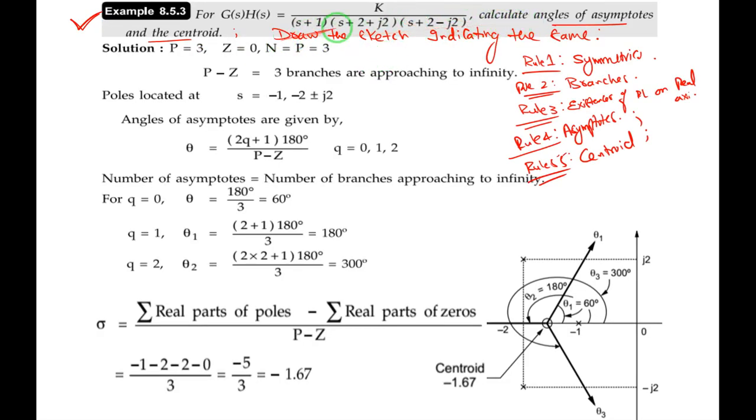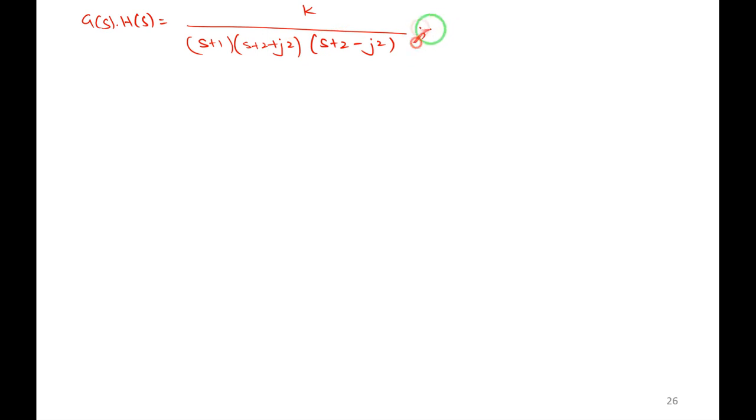Calculate angle of asymptotes and centroid. So asymptotes and centroid you have to calculate. We'll calculate this and we'll also draw the sketch. Sketch also, right?